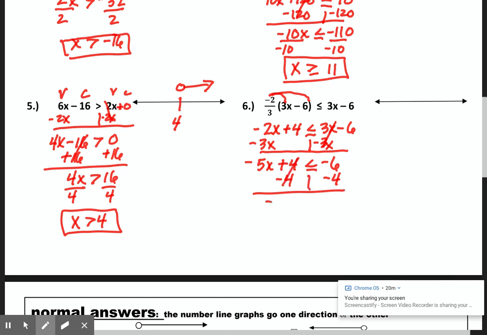Bring down the negative 5x is less than or equal to, same signs, add and keep. Divide both sides by negative 5. Now, when you divide by a negative, remember our rule that we need to flip the inequality symbol.